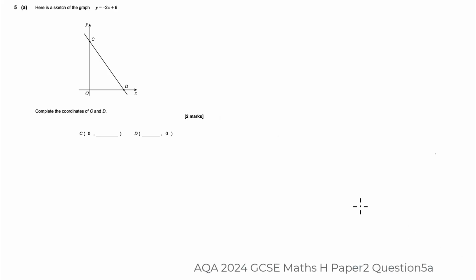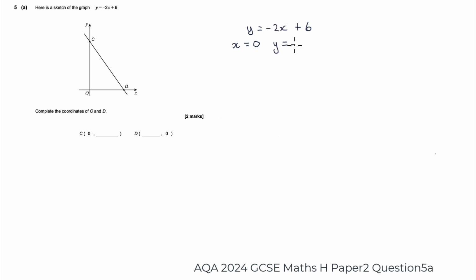So here we have question 5. And in part A, we're given a sketch of the graph y equals negative 2x plus 6. So that's basically a formula that allows you to work out the y-coordinate if we know the x-coordinate for any point along that line. So in particular, if we have x being 0, which is what's going on for point C, then we can work out the y-coordinate using this formula.